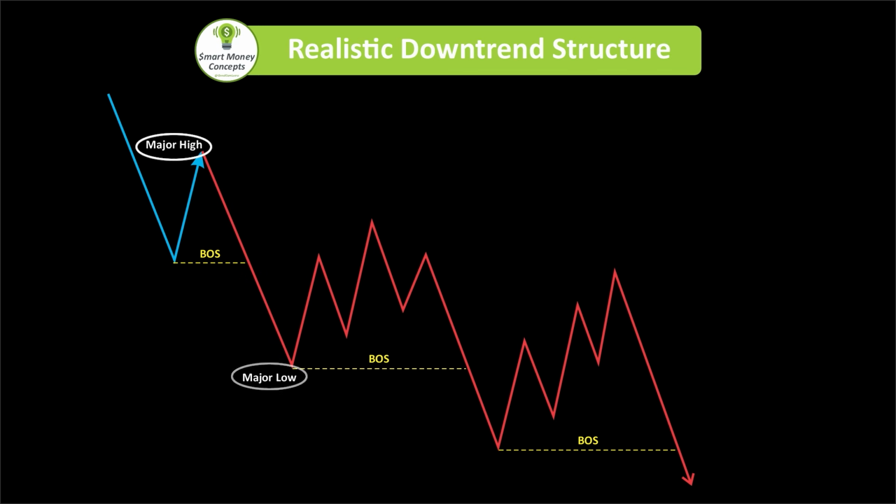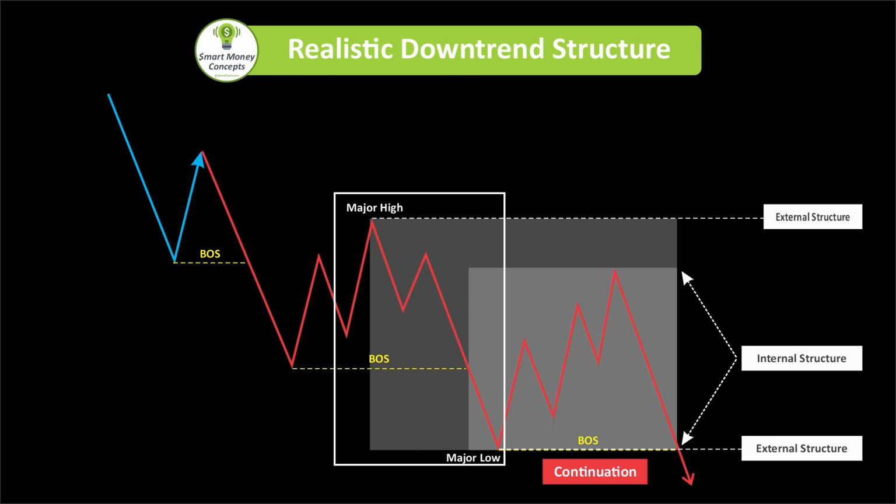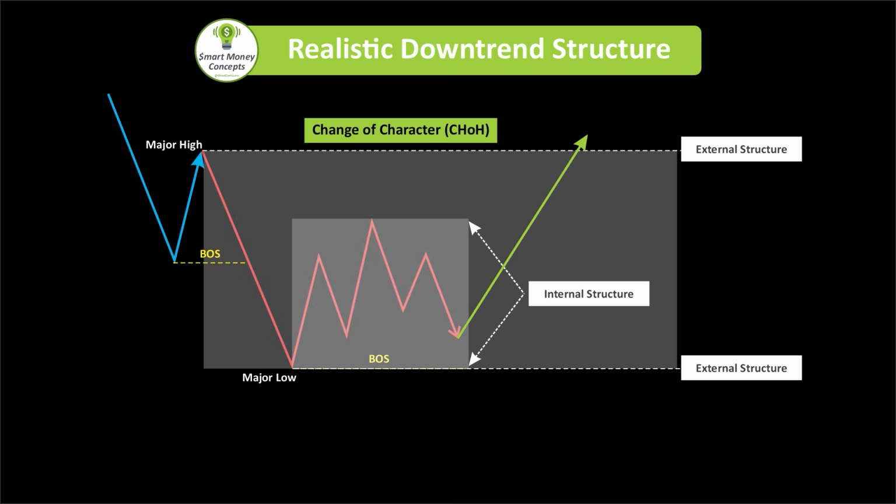These 2 points, a major high and low, act as our external structures, while all structures developed between them are viewed as internal. Should the price break these major lows downward, it signals a continuation of the trend as illustrated here. Conversely, if the price climbs above the major high, this would be indicative of a potential trend reversal.